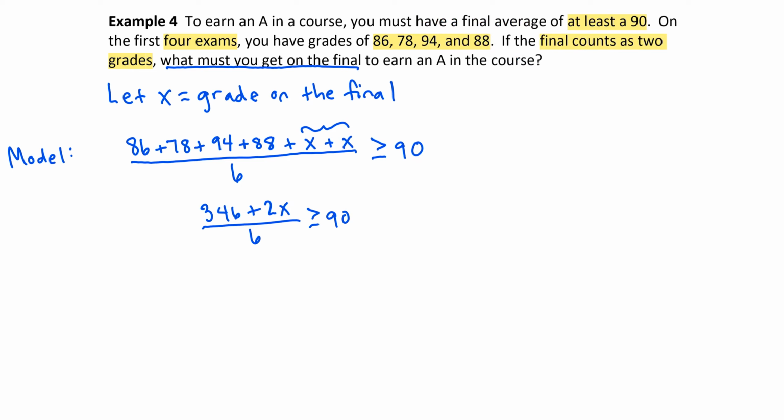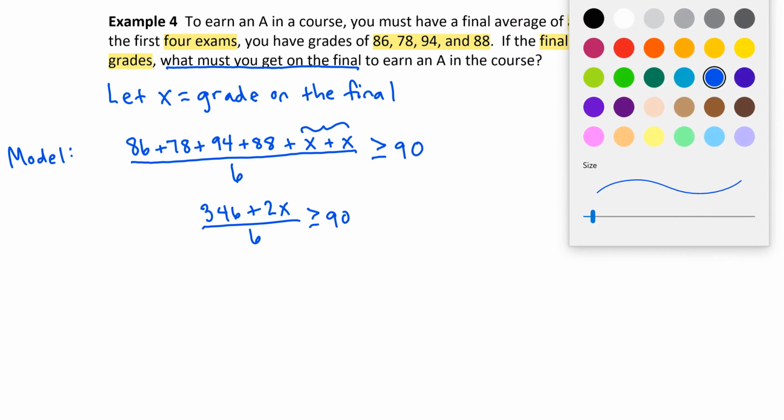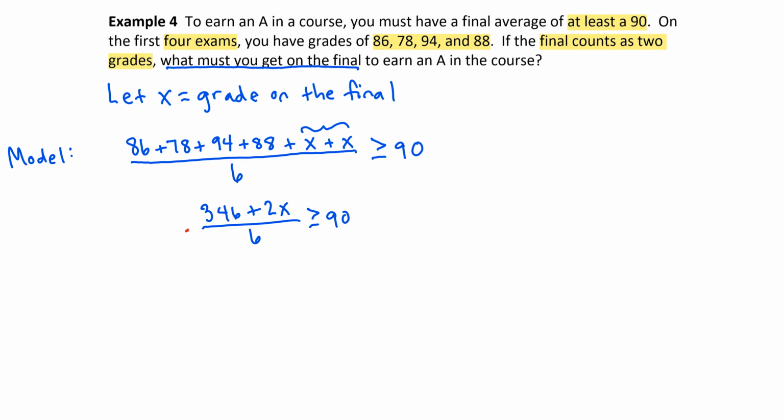Now, let's cancel the 6 by multiplying both sides by 6. I'm going to multiply this side by 6 over 1 and multiply this side by 6. On the left, that denominator cancels, and we have 346 plus 2x is greater than or equal to 540. Notice it gets easier with every step.